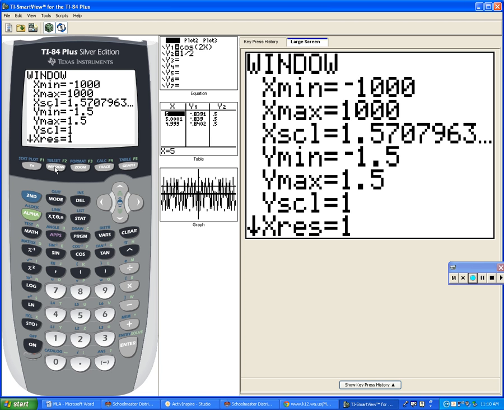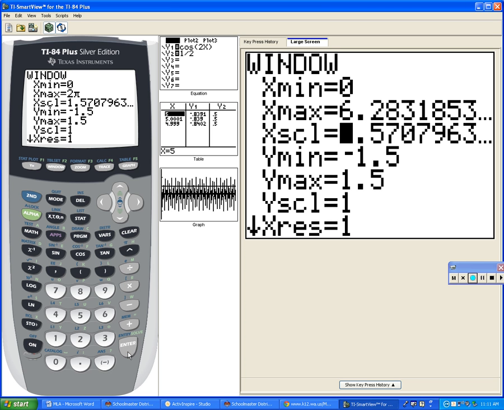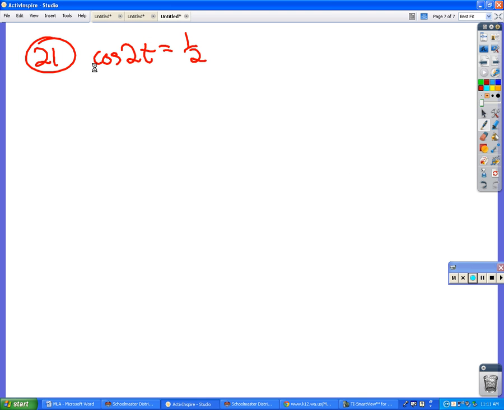So hit your window button. For these problems, your x minimum needs to be 0, and your x maximum needs to be 2 pi. If they wanted you to only find the answers between 0 and pi, you would change it to be from 0 to pi. If they wanted answers between negative 2 pi and 2 pi, that's what you would do. Then to do the y scale, you just have to think a little bit about the amplitude of your graph, and this is going to change depending on the problem. In this column right here, what's my amplitude?